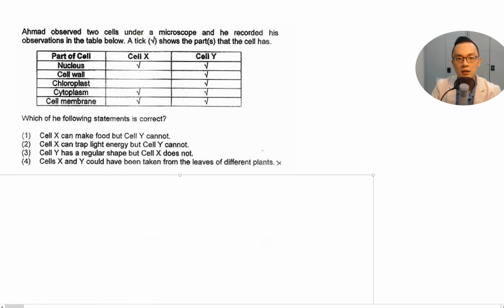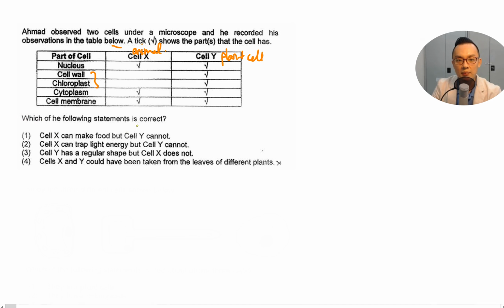Ahmad observed two cells under a microscope and he recorded his observations in the table below. A tick showed the part the cell has. So cell X has nucleus, cell wall, chloroplast, cytoplasm. So cell wall and chloroplast, only Y has. So Y, I will know, is a plant cell because it has cell wall and chloroplast. And cell X is probably an animal cell.